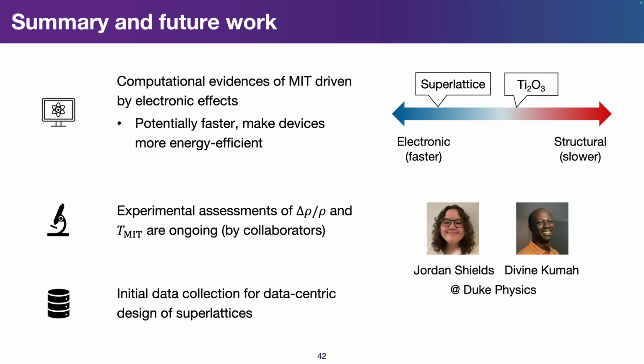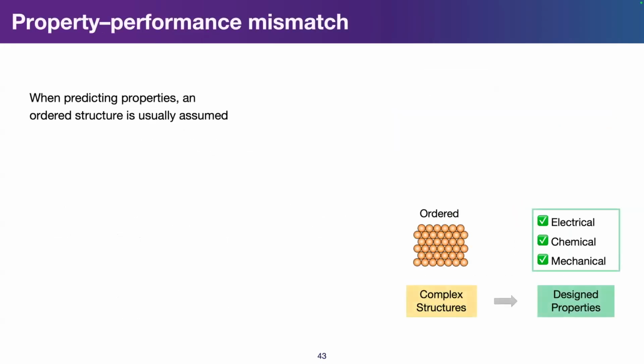Yeah. And from the design of MITs, I also identify some outstanding challenges that could be solved. We call this the property performance mismatch. When we design a material, a key part is to predict its property. We often predict the property by assuming an ordered structure of the material.